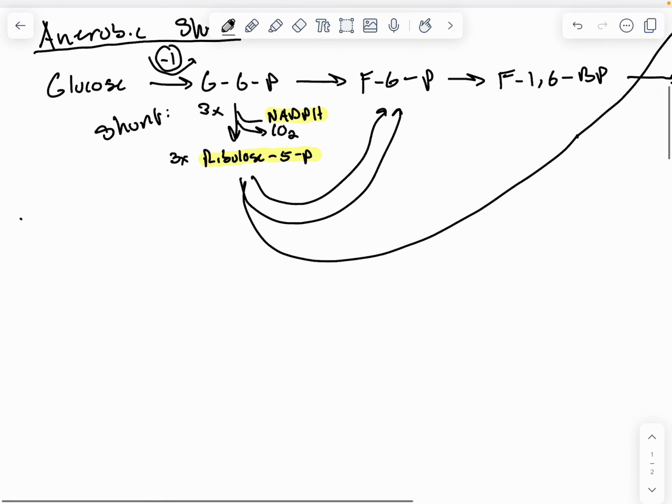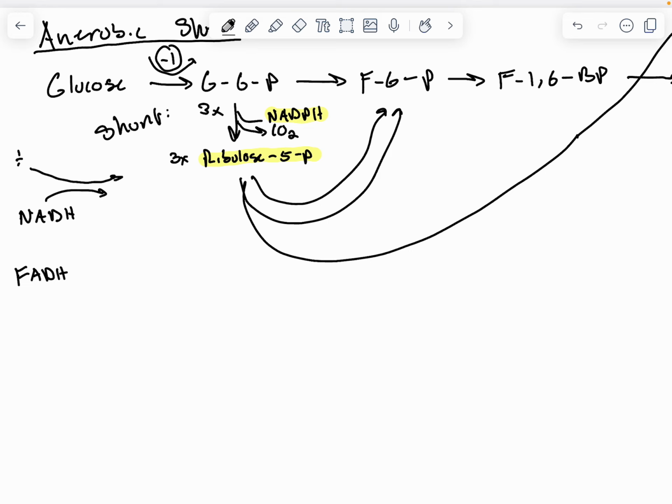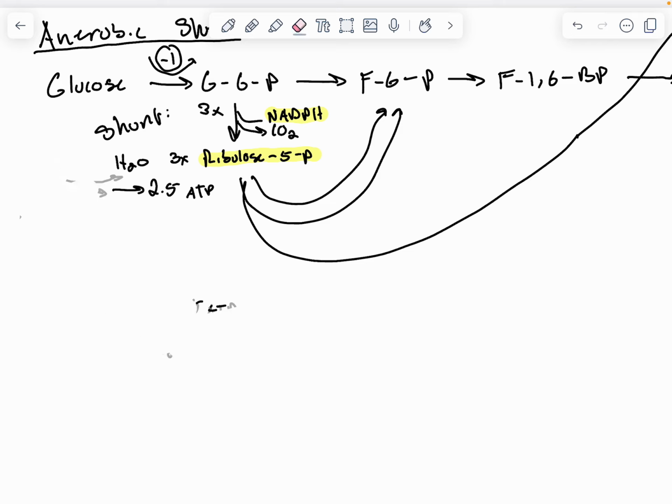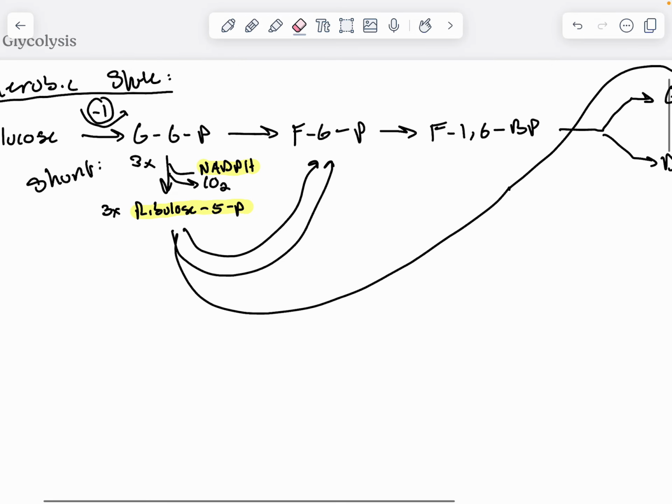If we remember redox reactions, NADH, and we have FADH, and if we remember when they combine with half of an O2, produce H2O right here, and we produce 2.5 ATP per NADH, and then down here, if we do it this way, half O2, H2O, we only produce 1.5 ATP for an FADH redox reaction. So with that in mind, just with a brief understanding of redox reactions, we're going to see it a lot in the TCA cycle that we're going to cover.